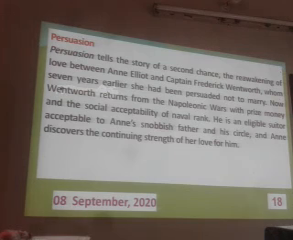Now Wentworth returns from the Napoleonic Wars with prize money and the social acceptability of naval rank. He is an eligible suitor acceptable to Anne's snobbish father and his circle, and Anne discovers the continuing strength of her love for him.